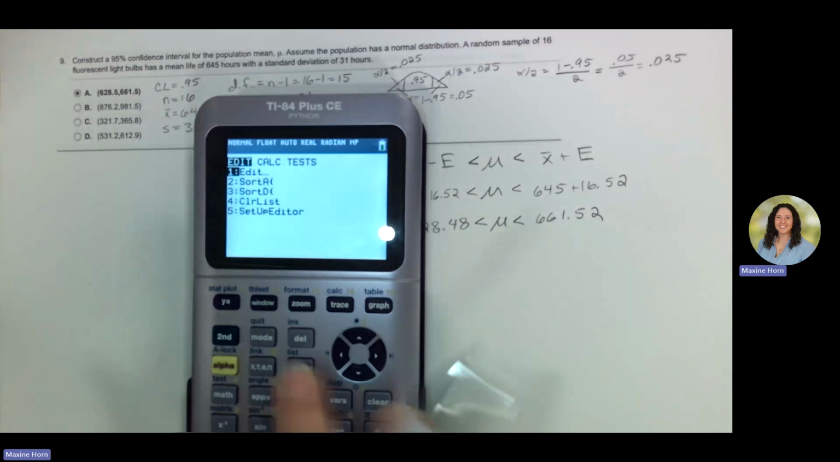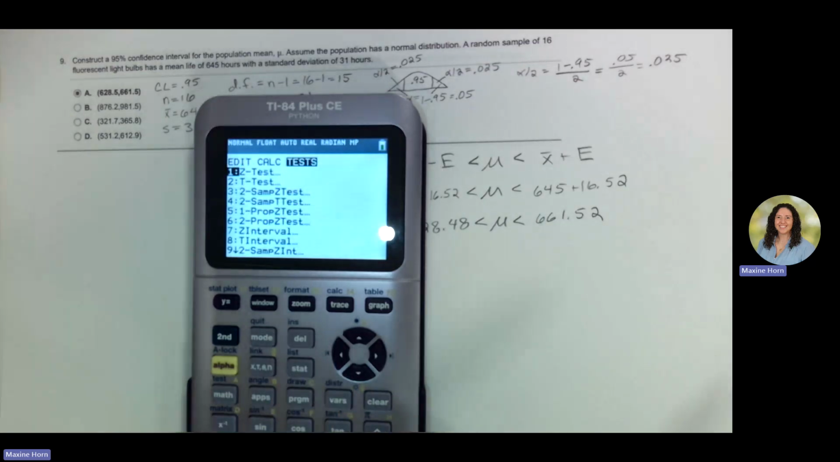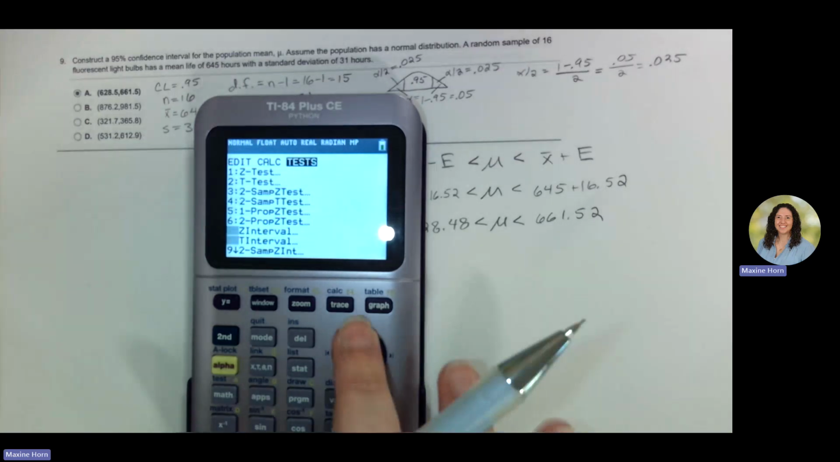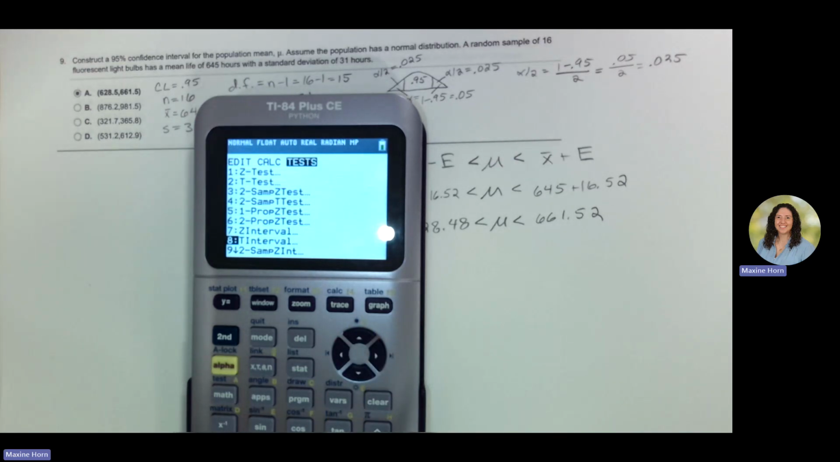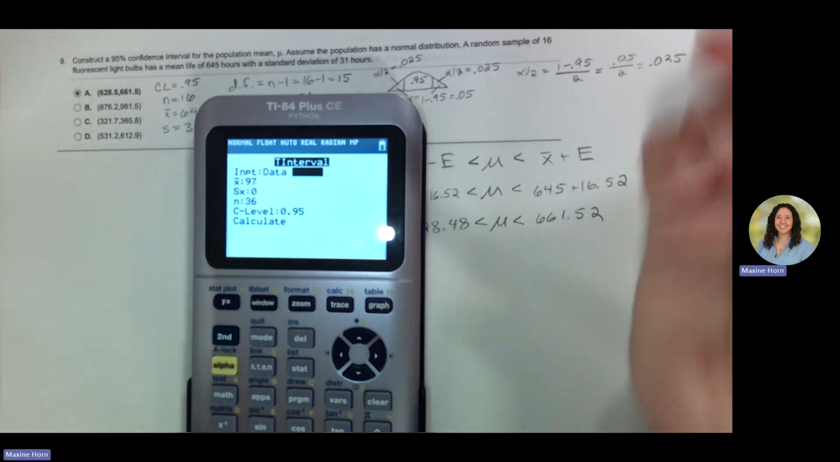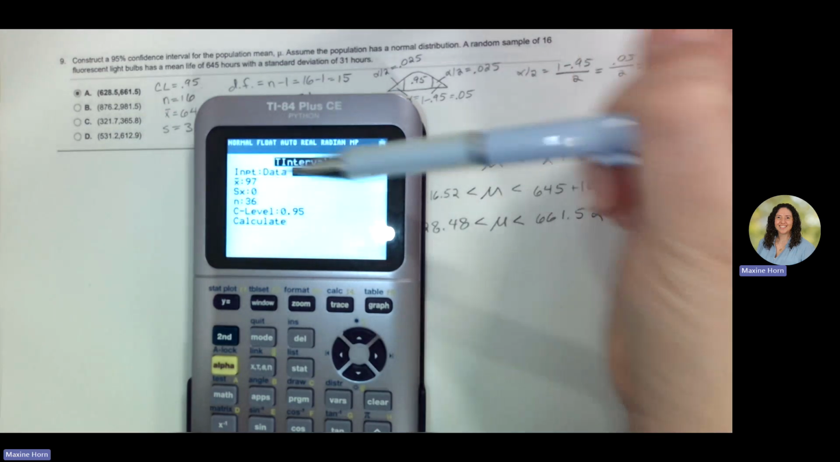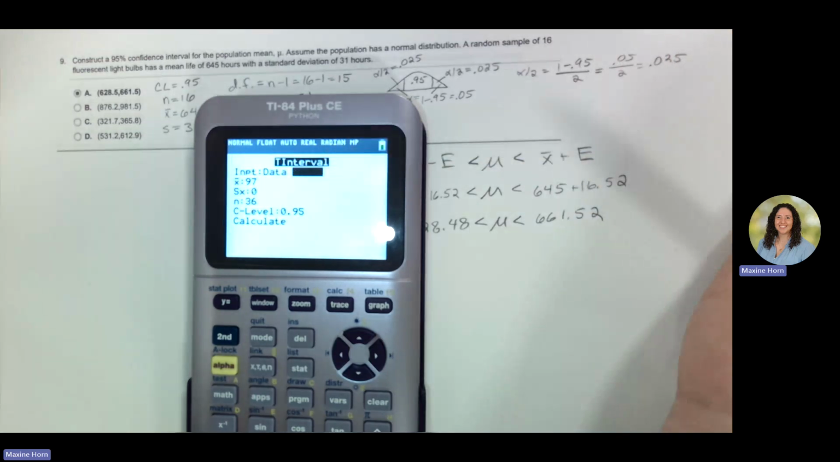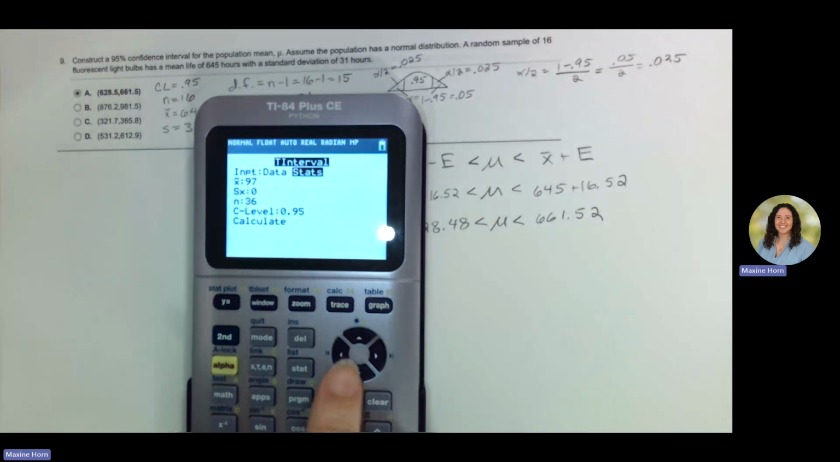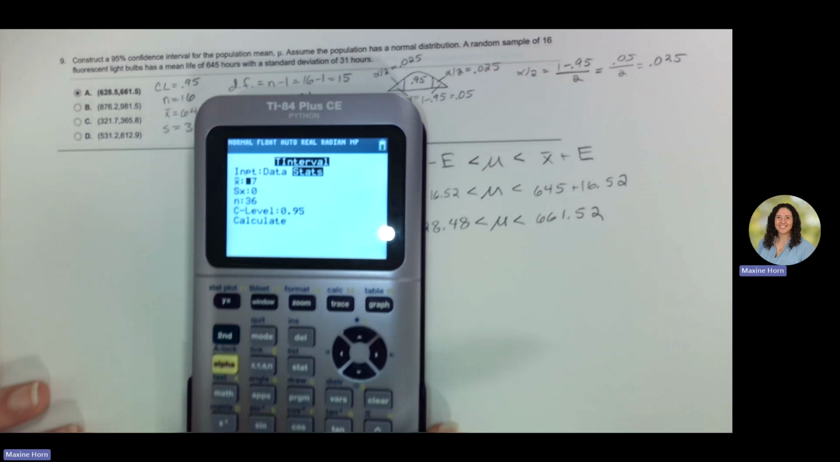So we go stat, arrow over to tests, and we go down to number 8, T interval. I mean, they're right next to each other, right? You see the number 7 and number 8, they're right next to each other. So we go number 8, t interval. And again, just like before, we don't want to use the data. We want to make sure we're using the stats. So make sure that stats is highlighted, and then you go through and you plug everything in.